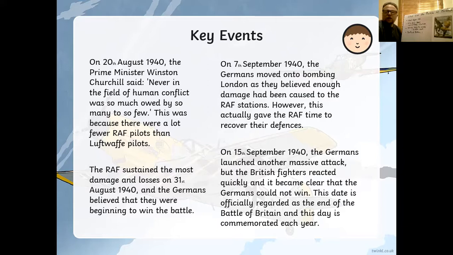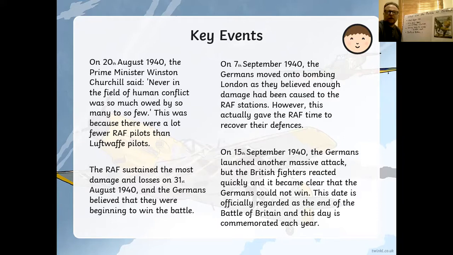By the 31st of August 1940, the Germans had made us have large losses of planes. They shot lots of our planes down, and the Germans started to think that they were going to win the battle. So by September 1940, the Germans had started bombing the cities like London, which we've already learned is known as the Blitz, because they thought they'd done enough damage to the airfields and the RAF that they had control of the sky. So they turned their attention to bombing the cities instead.